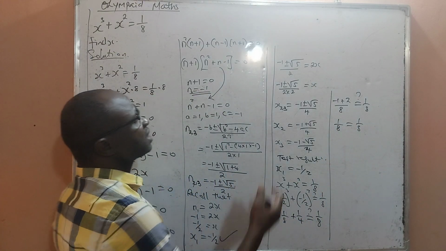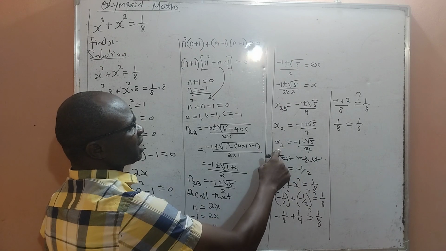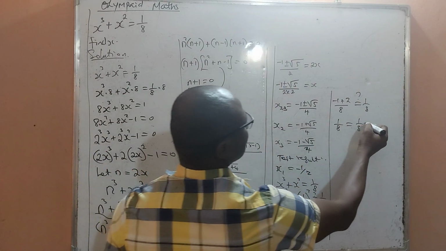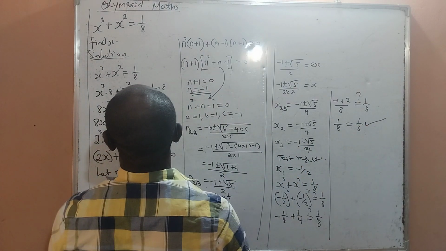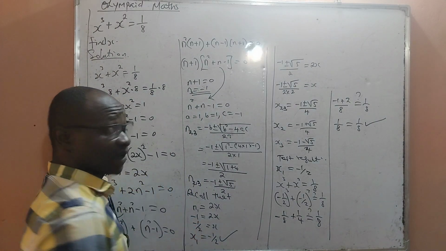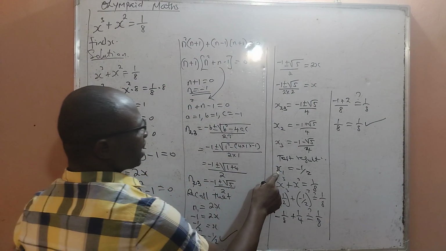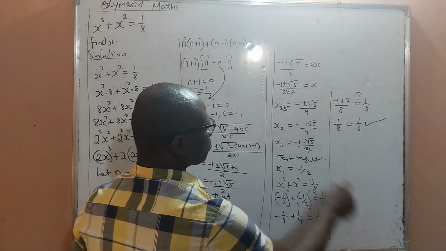You can as well test for x2 and x3. And from this, for x1 we can conclude that actually the values of x are very correct, especially for x1 equal to minus 1 over 2.